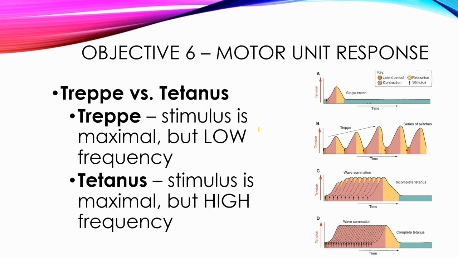And so just a quick comparison, treppe occurs when the stimulus is high, but it's low frequency. So the strength of the stimulus is high, but they're not happening back to back to back to back. So there's some time period for that short relaxation phase. And then tetanus is when the stimulus is strong, it's max, but they're also high frequency. And so you have those shorter relaxation phases or no relaxation phase at all.